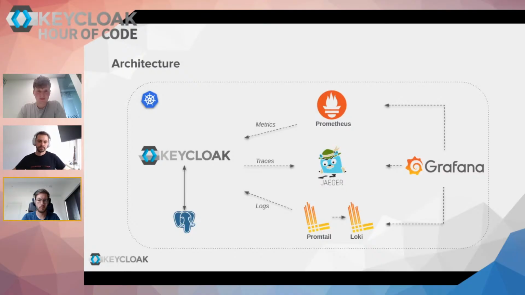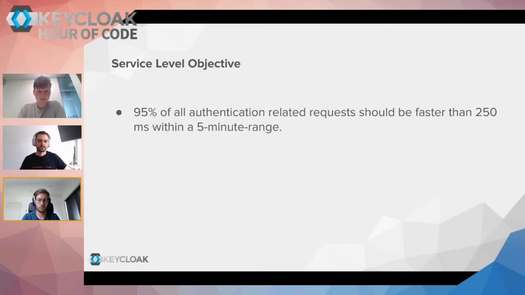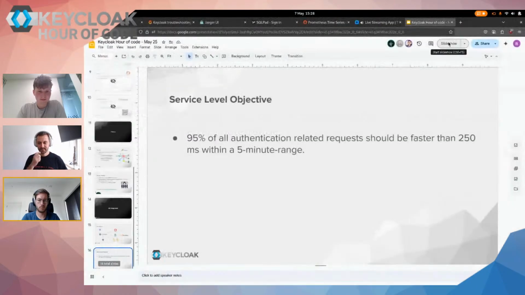As we're saying, this is a production-ready system. We're going to use an example service level objective here. We want 95% of all our authentication-related requests to be faster than 250 milliseconds, within a 5-minute range. So please humor me here. In a real world deployment, you would probably say 30 days, like Mikhail showed in our documentation earlier. But for the purpose of a demo, a 5-minute range just works a lot better. So let's roll with that one for now, please.